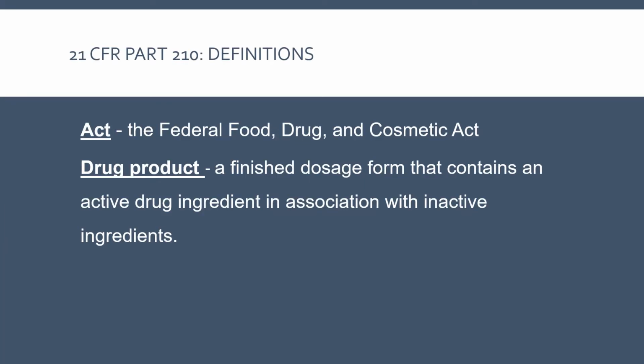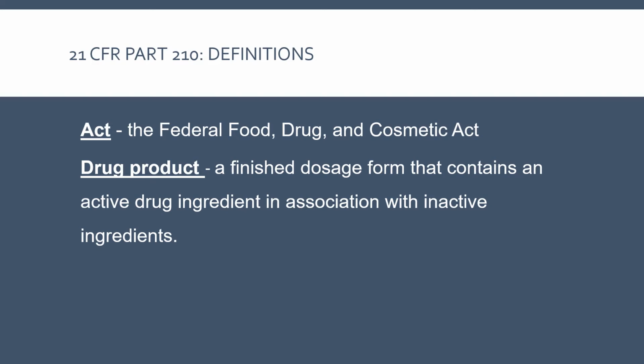Part 210 covers numerous definitions, and I'd like to go over some of the common ones. When reading and reviewing the CFR, the term Act refers to the Federal Food, Drug, and Cosmetic Act, which, as discussed earlier, was established in 1938.